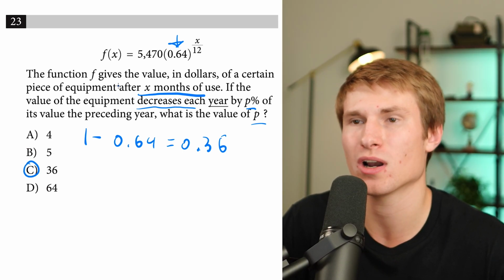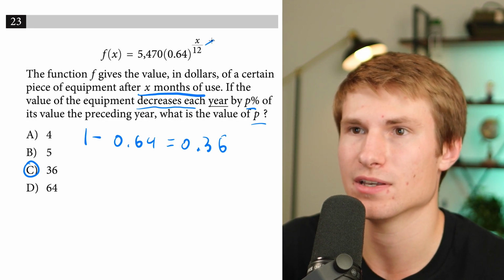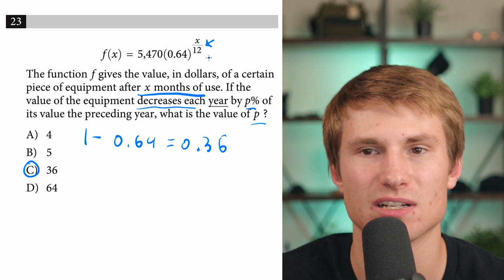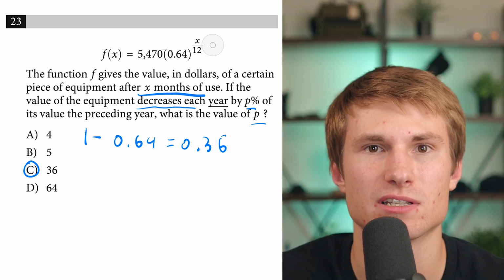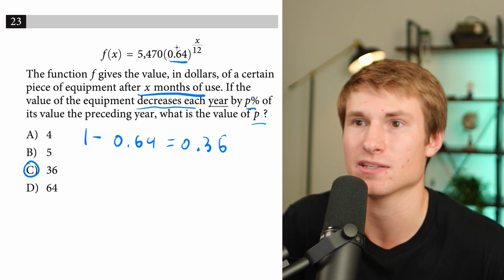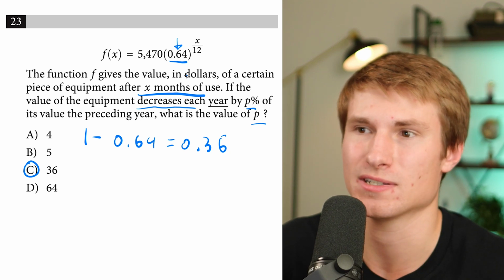And one thing I do want to point out here is that many people might be tempted to take a look at this x over 12 and think that that changes something here, but it doesn't. Okay, you are ultimately decreasing each year still by that 0.36, right? Since we have this growth rate of 0.64, which means we are decreasing by 36% every year.